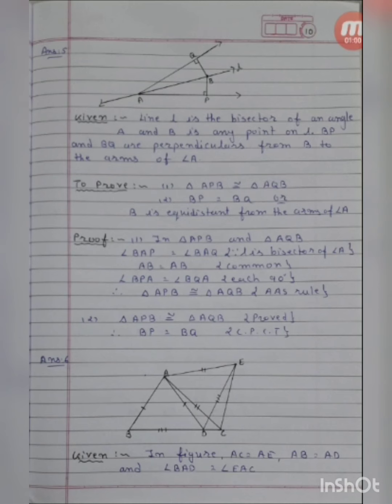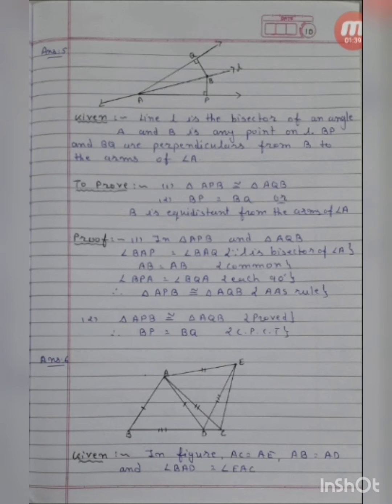Proof. In first, triangle APB and triangle AQB. Angle BAP is equal to angle BAQ because L is the bisector of angle A. AB is equal to AB common. Angle BPA is equal to angle BQA, each 90 degrees. So we can write triangle APB congruent to triangle AQB by angle angle side rule. It is AAS rule. Second number, triangle APB congruent to triangle AQB, we have proved. So we can write BP is equal to BQ by CPCT. Now, question number 6.